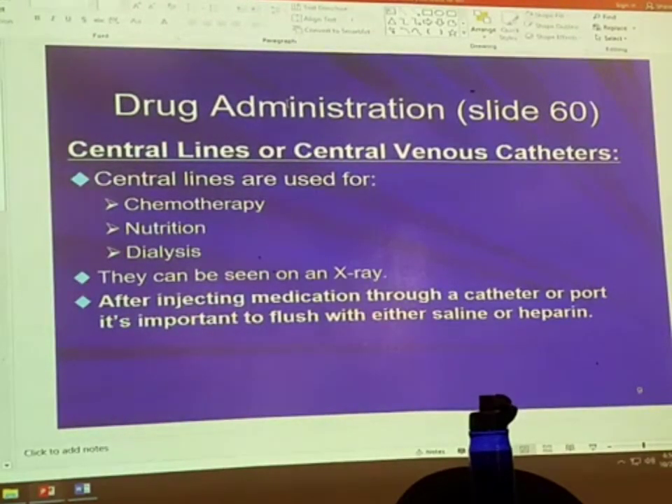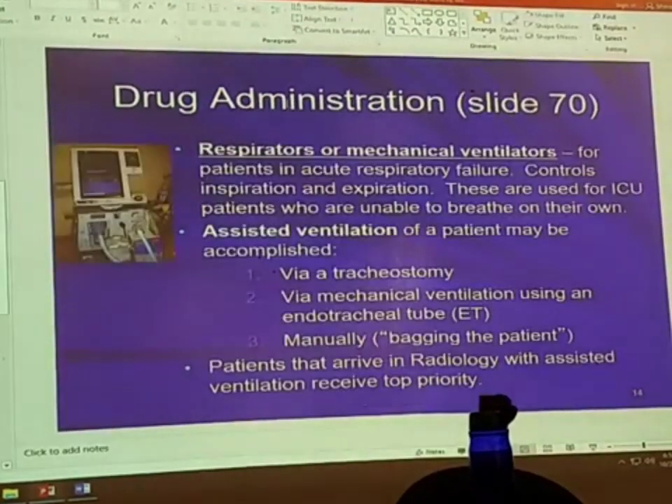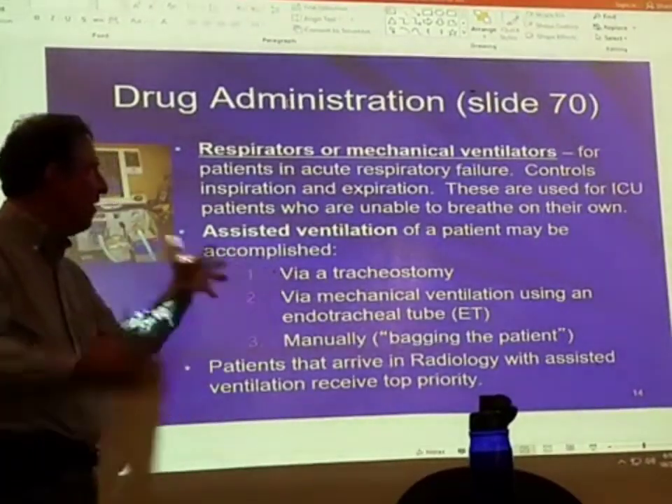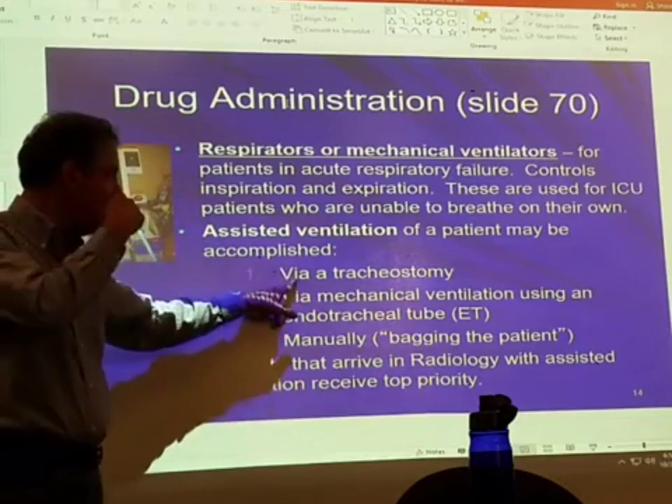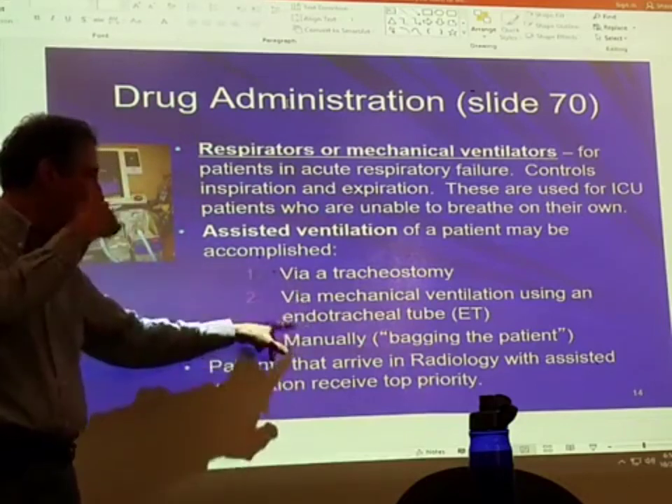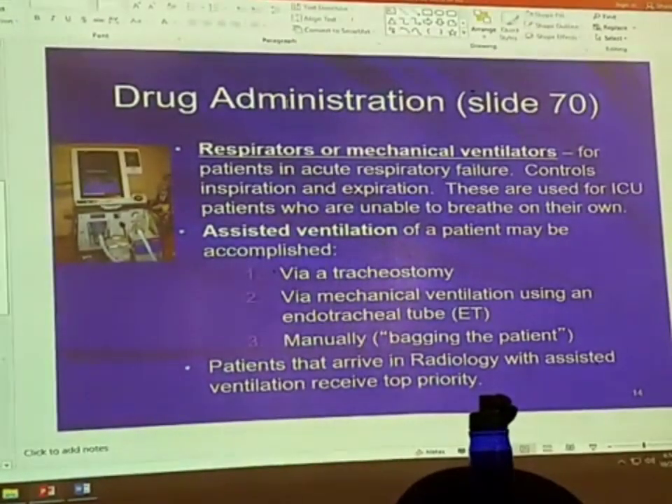I don't really need to go through central lines too much, PICC lines and portacaths here. Understand that, whenever we have a patient that's undergoing some kind of assisted ventilation, they may have a trach in there, they may have an ET tube. Have you ever heard the term bagging the patient, where you actually have to help with the ventilation when you transport them down? You'll see that more on evenings.